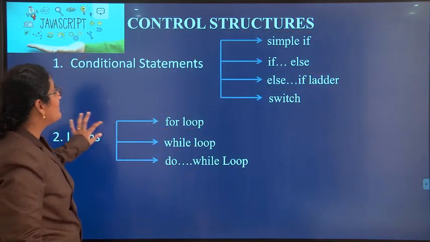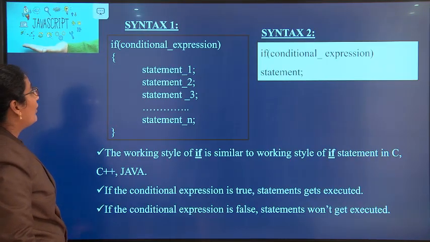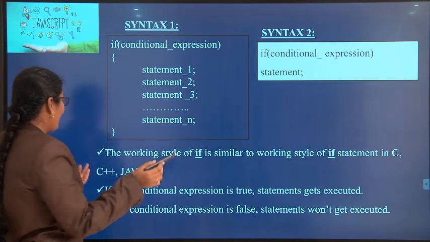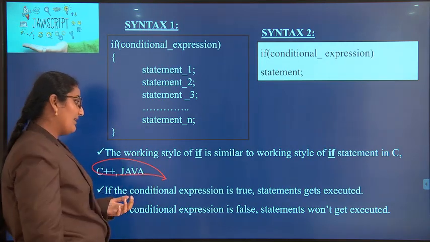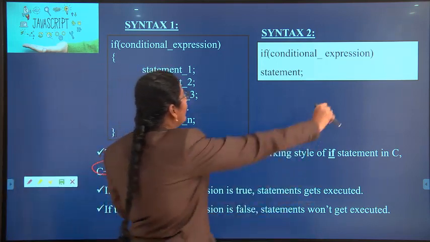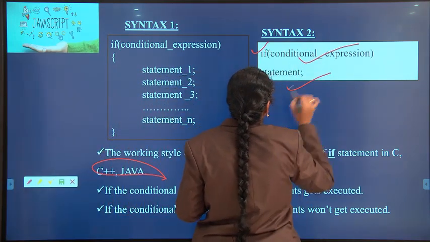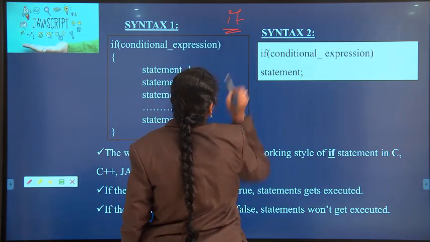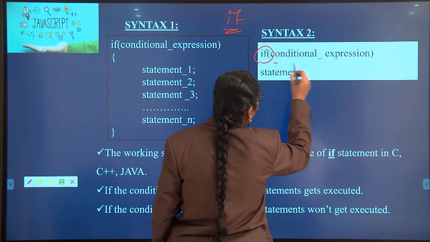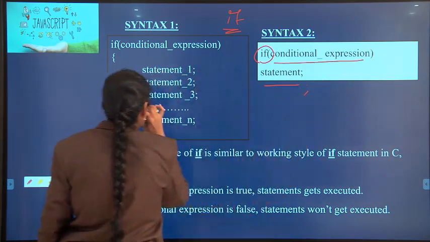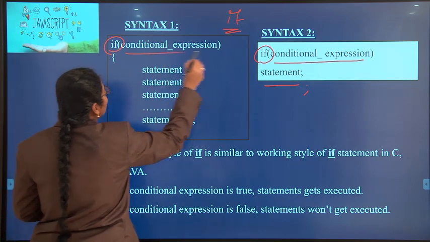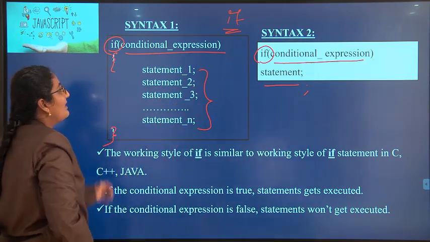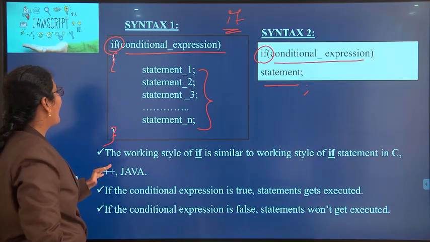Let us see the examples. So what is the first one? If. You already know in C language, in Java language, in C++ language you have the if. Here also it is the same if condition statement. What is the syntax for if? If condition, opening braces, number of statements, closing braces. The if syntax is the same in any programming language.